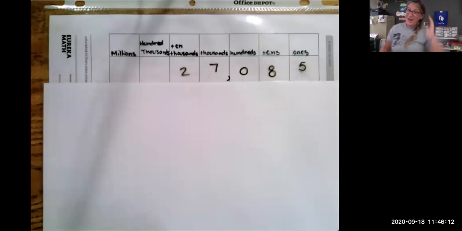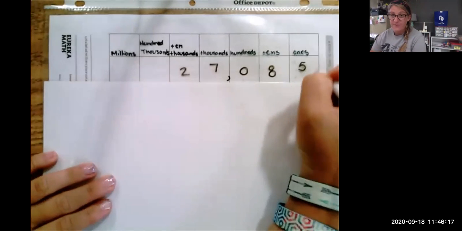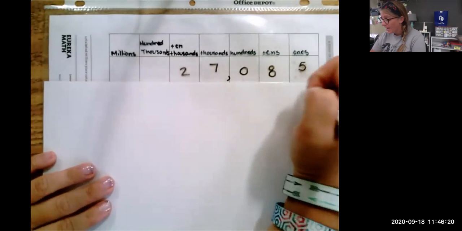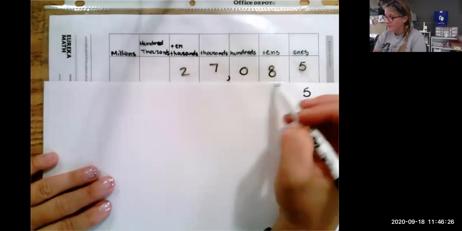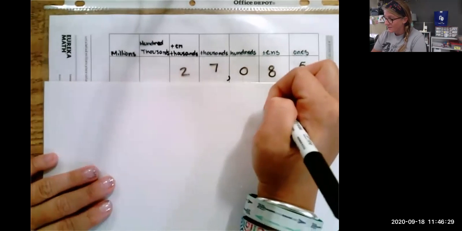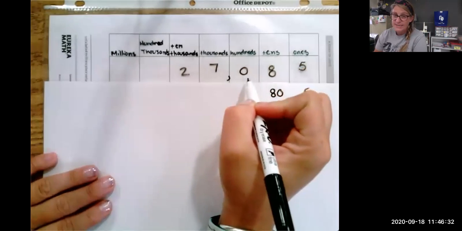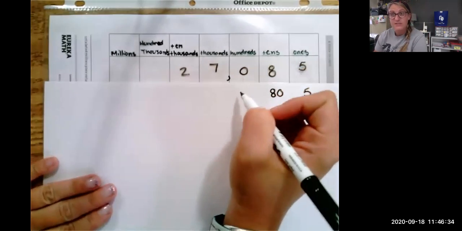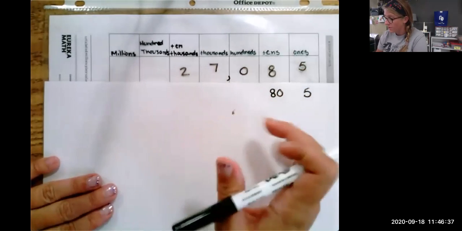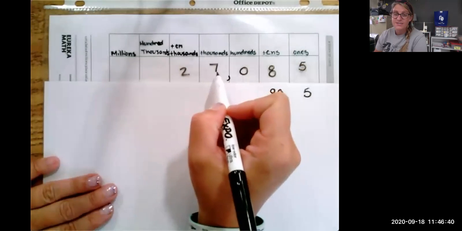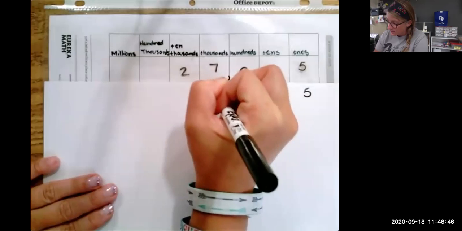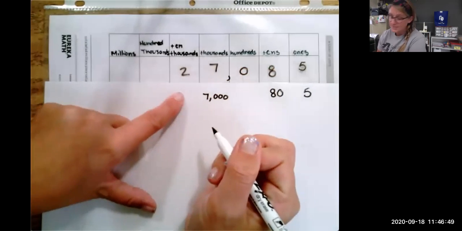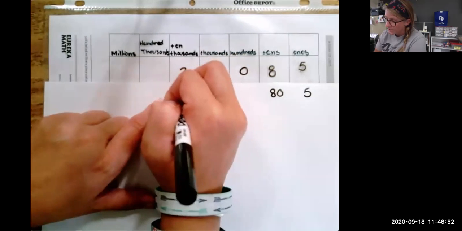Hopefully you paused and tried your problem on your own, but we're going to go ahead and do it together. So if you have a 5 in the ones place, the value of this 5 is going to be 5 ones. The 8 in the tens place is worth 80 ones. The hundreds has a 0. That's worth nothing, so we don't need to write anything for our hundreds place. There's a 7 in our thousands place, which is worth 7,000. And finally, there's a 2 in the 10,000s place, which is worth 20,000.